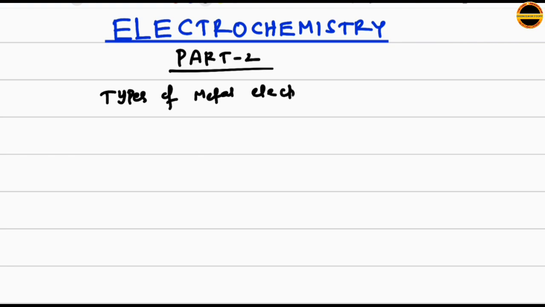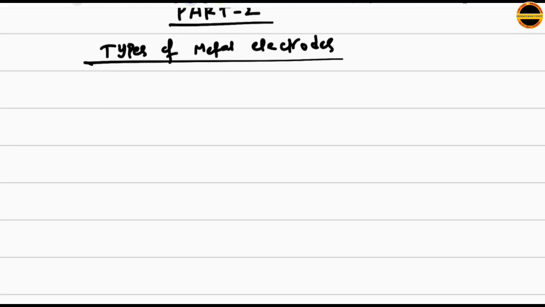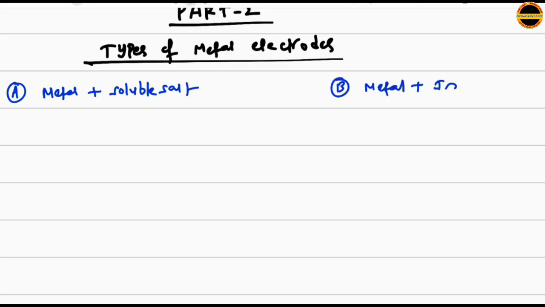Types of metal electrodes, the continuation topic after completion of part 1. Everyone pay attention and continue. Here two types we are going to see mainly. First type, which we call metal plus soluble salt combination. Other type, metal plus insoluble solid, like a precipitate type, plus another combination, soluble anion. So metal plus soluble salt, and metal plus insoluble solid plus soluble anion.